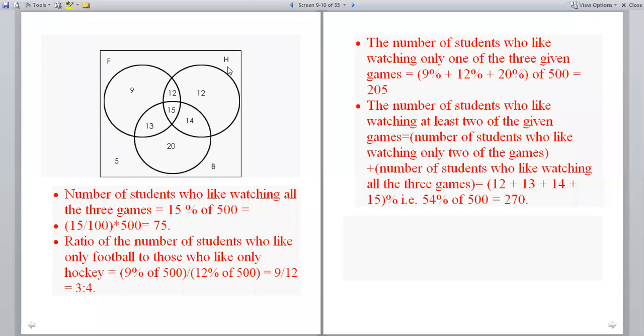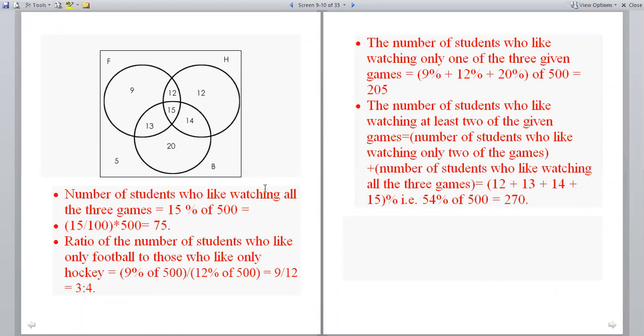In the same way, hockey, they have given total 53%. So from 53, if we subtract the total of these three, 53 minus 41, you are getting 12%. In the same way, the basketball, they have given 62%. From 62, if you subtract the total of these three, 13 plus 15 plus 14, 42, 62 minus 42, we are getting 20. So now we are done with the whole diagram.